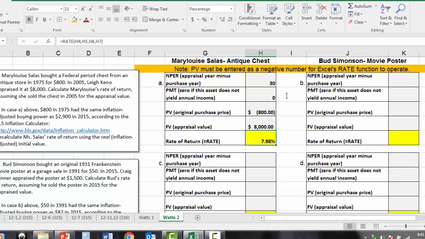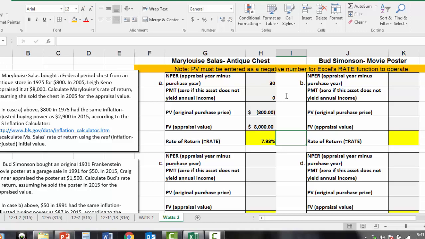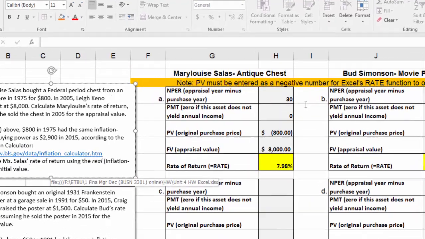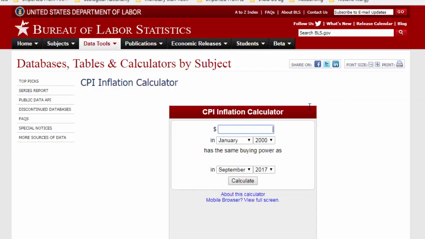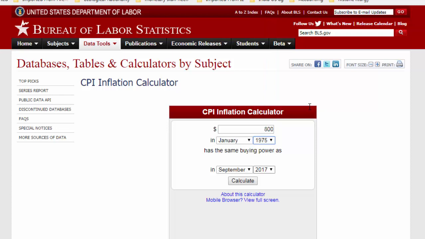If our long-term benchmark rate is 7% on stocks, then maybe she did okay. However, we have to make an adjustment here. Let's look at part C right here. In case A above, $800 in 1975 had the same inflation-adjusted buying power as $2,900 in 2015, and let me prove that for you. Okay, and we said $800 in 1975. This is a nice little tool that allows us to assess the effects of inflation. Has the same buying power.